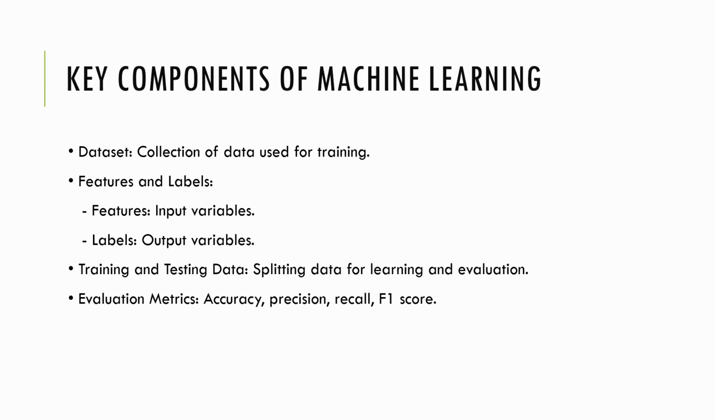Machine learning relies on a few key components. Dataset, a collection of data used for training the model. Features and labels. Features are the input variables and labels are the output variables we are trying to predict. Training and testing data. We split the data into training and testing sets to evaluate the model's performance. Evaluation metrics. These are used to assess the model's accuracy, precision, recall, and F1 score.